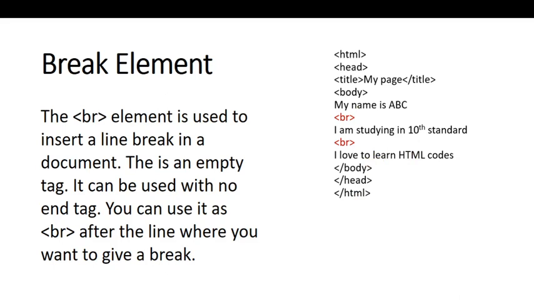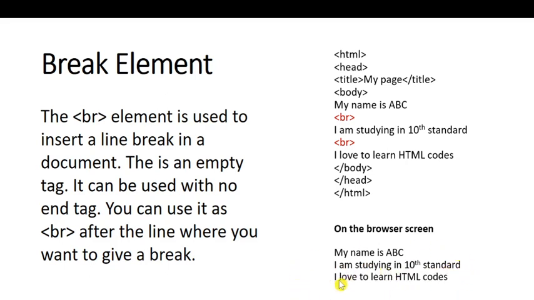So how does it appear on the browser screen? On the browser screen it appears like this: my name is ABC. After this the next text appears, I am studying in 10th standard, and after this the next line appears: I love to learn HTML codes. Between these texts there is just a line break only, right? So this is all about line break.